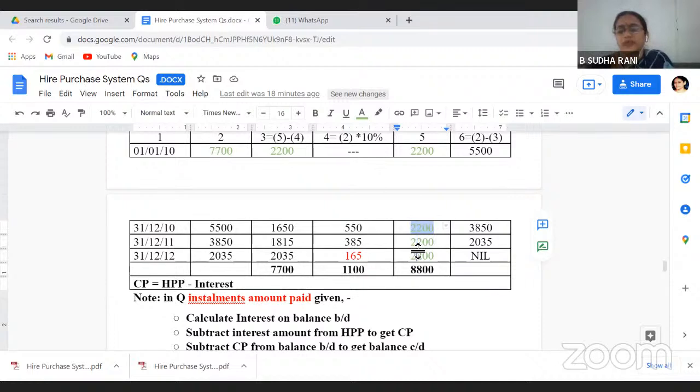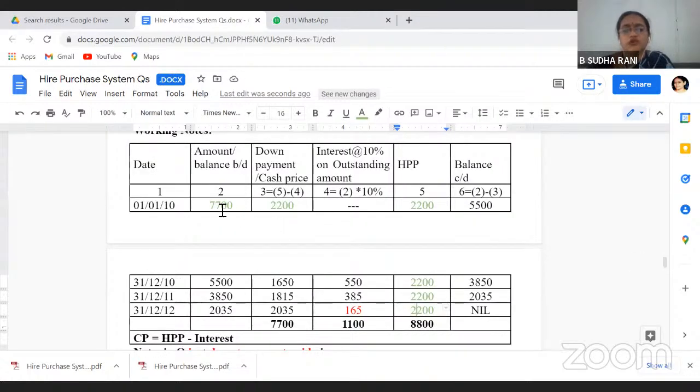You can write this in the beginning itself, when you open the table. And these first two also you can write: the cash price 7,700, down payment 2,200. From the cash price, if you subtract the down payment, you get the cash balance at the end of the year, 5,500. Upon that cash balance, you are supposed to calculate interest every year. Upon this you calculate the 10%. So 5,500 into 10% is 550, which is the interest.